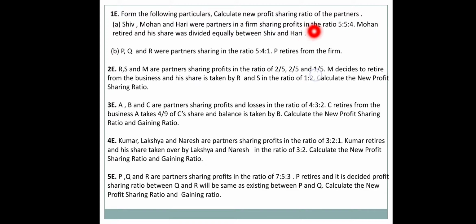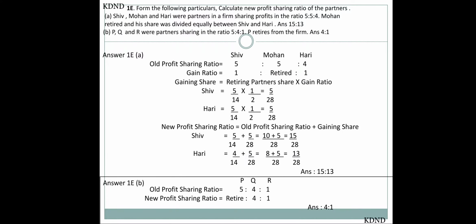Now there are a few sums for practice which we are going to go through. From the following particulars, calculate the new profit sharing ratio. Shiv, Mohan and Hari are partners sharing 5:4. Mohan retired and his share was divided equally between Shiv and Hari. So switching towards this sum, have a look at that.